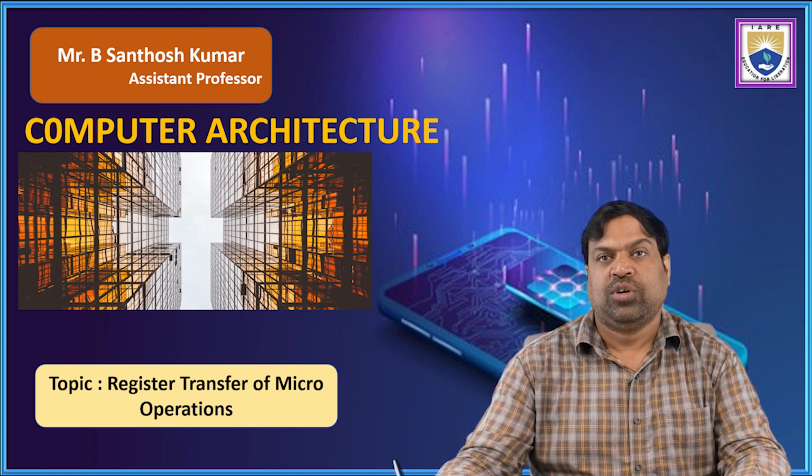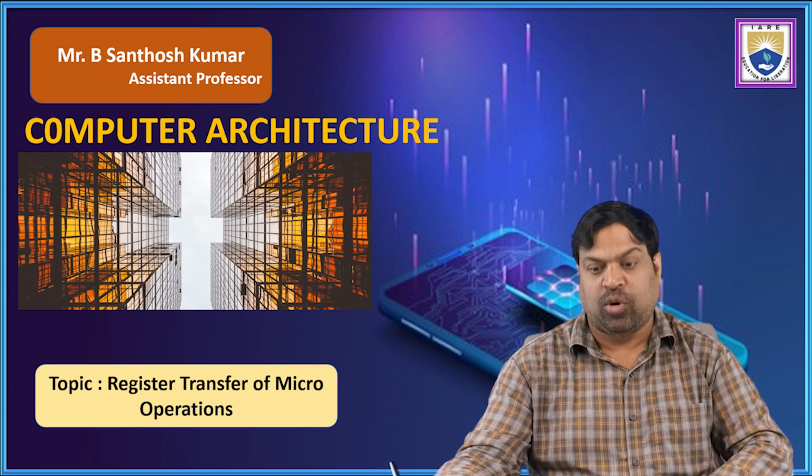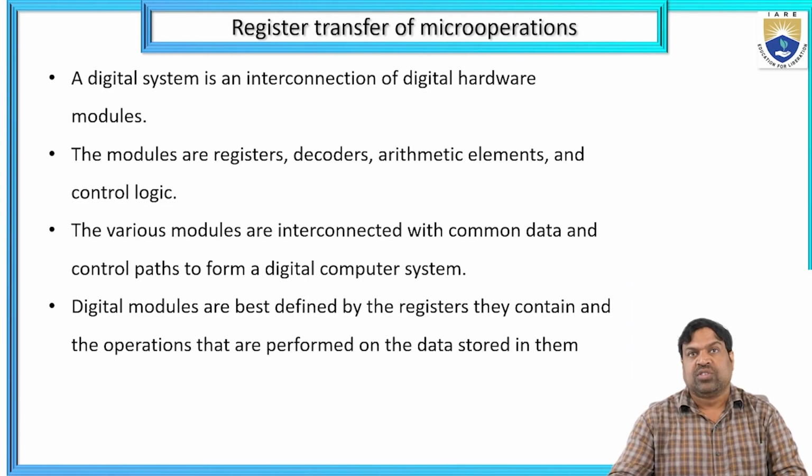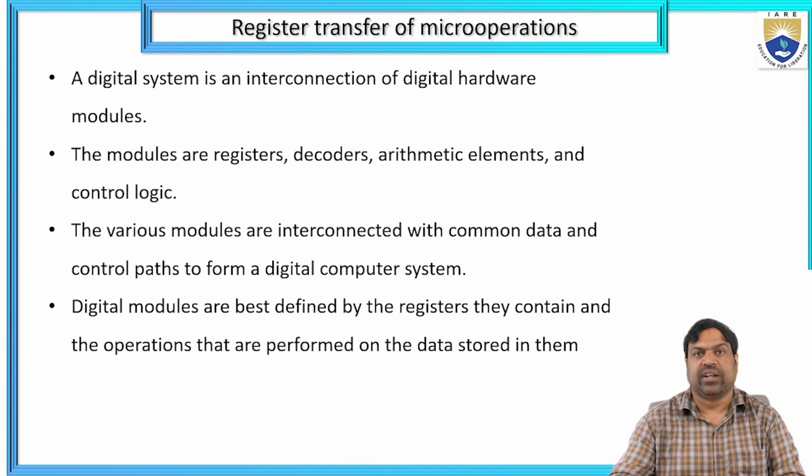Today I am discussing register transfer micro operations. A digital system is an interconnection of digital hardware modules. The modules are registers, decoders, arithmetic elements, and control logic. The various modules are interconnected with common data and control paths to form a digital computer system. Digital modules are best defined by the registers they contain and the operations performed on the data stored in them.